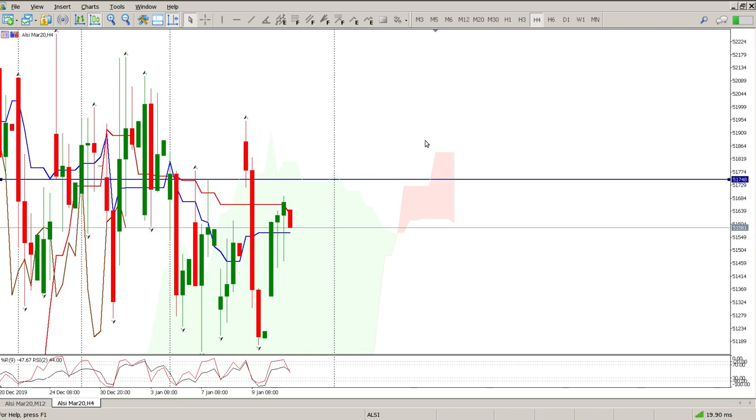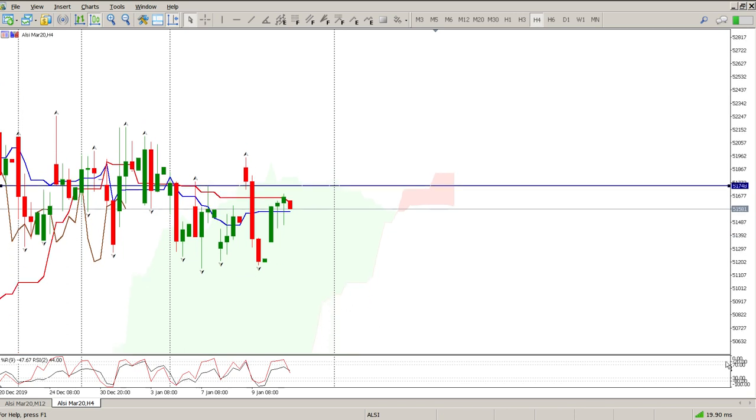4 hour is a different picture. So we are bearish, we are bearish, and we are bearish. Okay. And when it comes to Ichimoku, I think the 4 hour is the one that I pay more attention to than any of the other lower time frames.